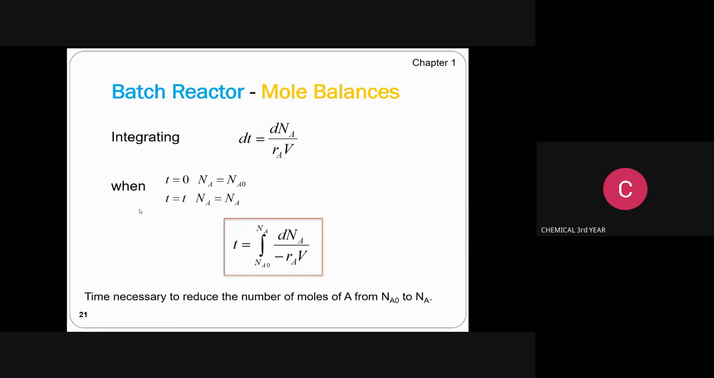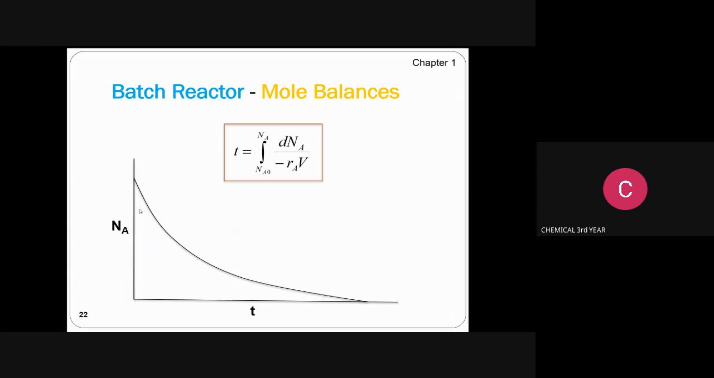Integrating the final equation, dNA divided by dt, from t equal to 0 to t equal to t, or else NA equal to NA0 to NA equal to NA. Okay, this is the basic fundamental we used for the time necessary to reduce the number of moles from NA0 to NA. Okay, this is the final mole balance equation.